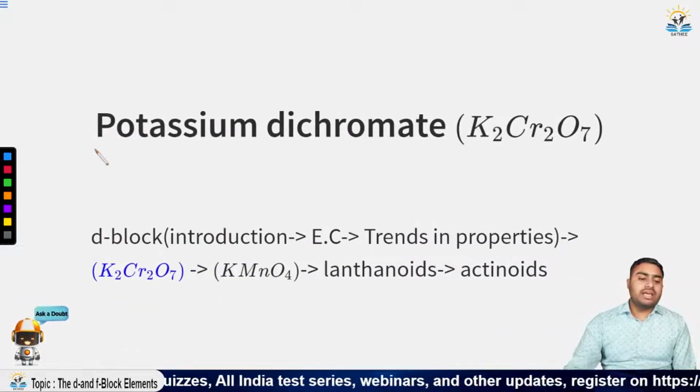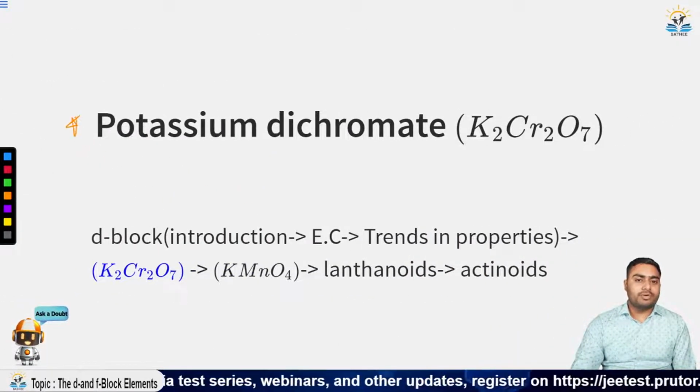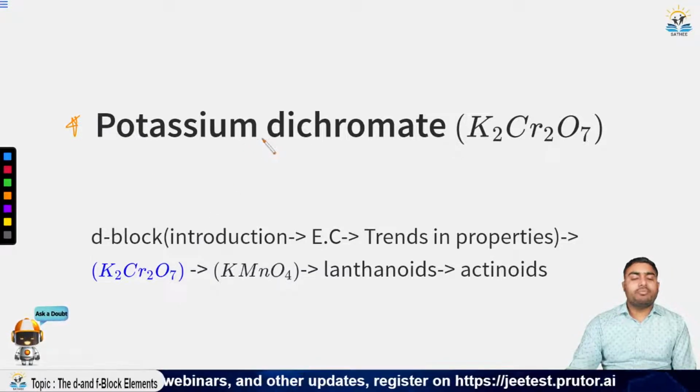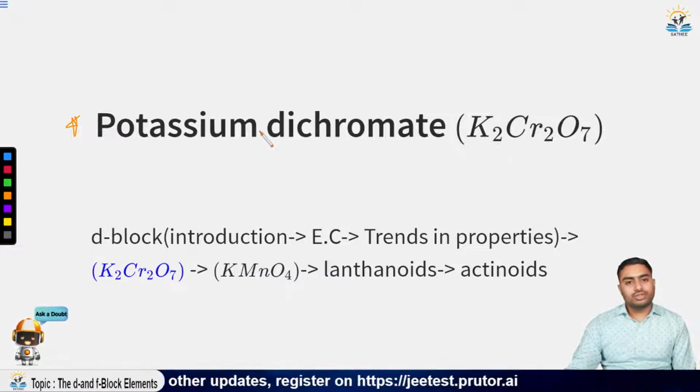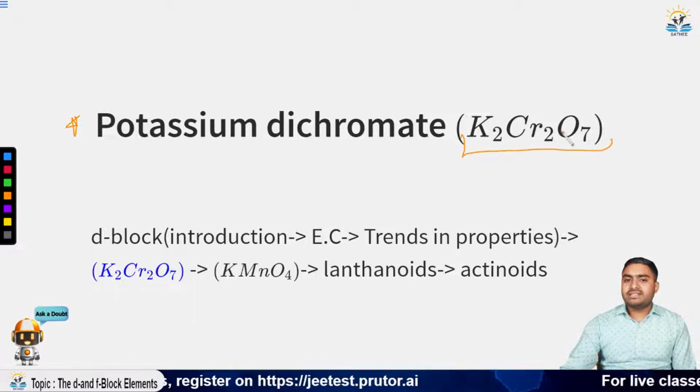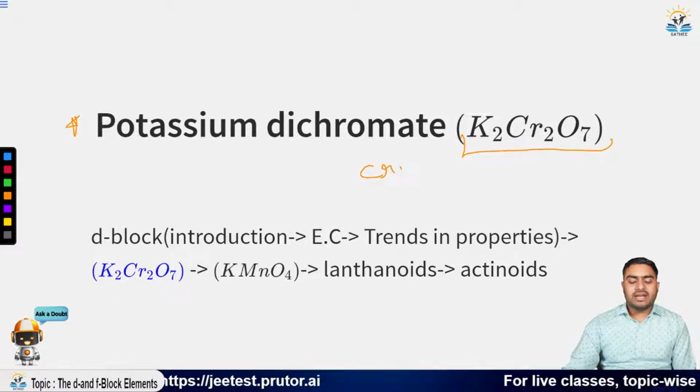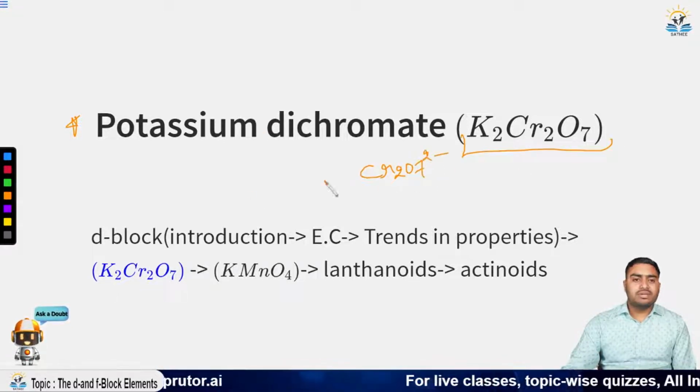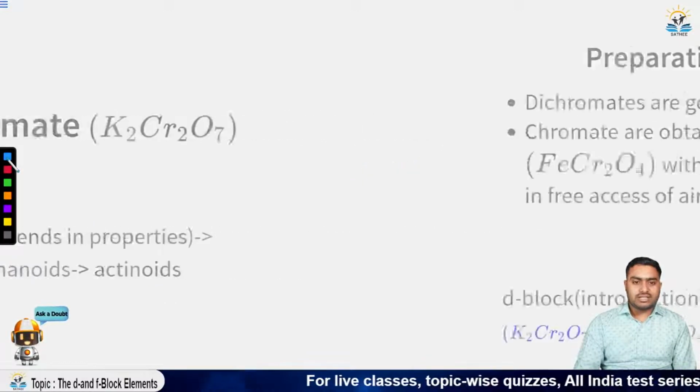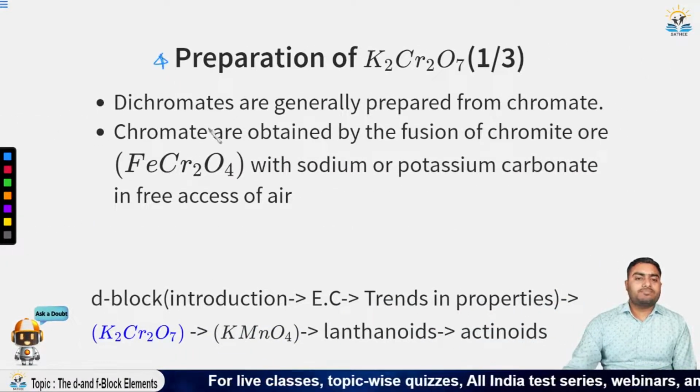Now I want to move to the next, that is potassium dichromate preparation. All right, we will now be discussing the preparation of potassium dichromate, its properties and uses. The potassium dichromate formula is K2Cr2O7 and the dichromate ion is Cr2O7 2 negative. So let's discuss. You can see, first of all, preparation.